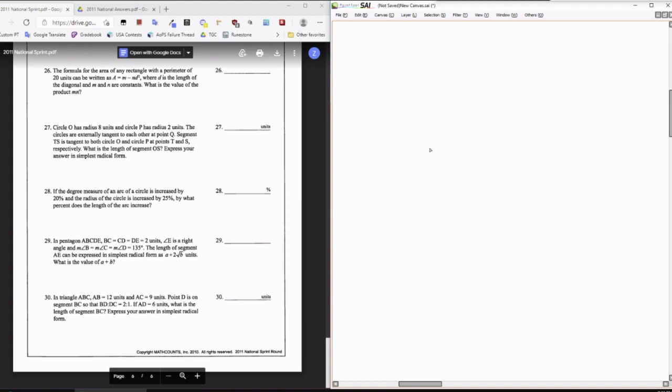Angle E is a right angle and the measure of angle B equals the measure of angle C equals the measure of angle D equals 135 degrees. The length of segment AE can be expressed in simplest radical form as A plus 2 square root of B units. What is the value of A plus B?